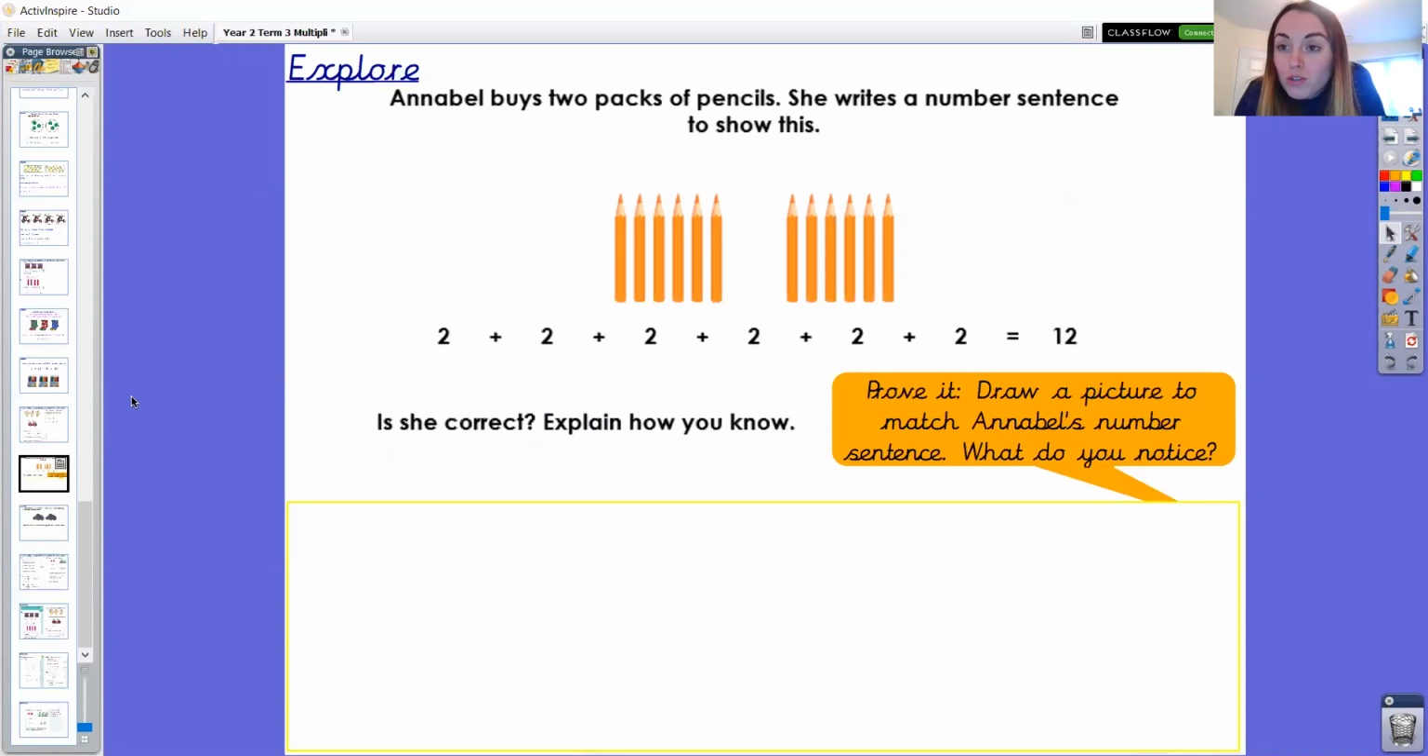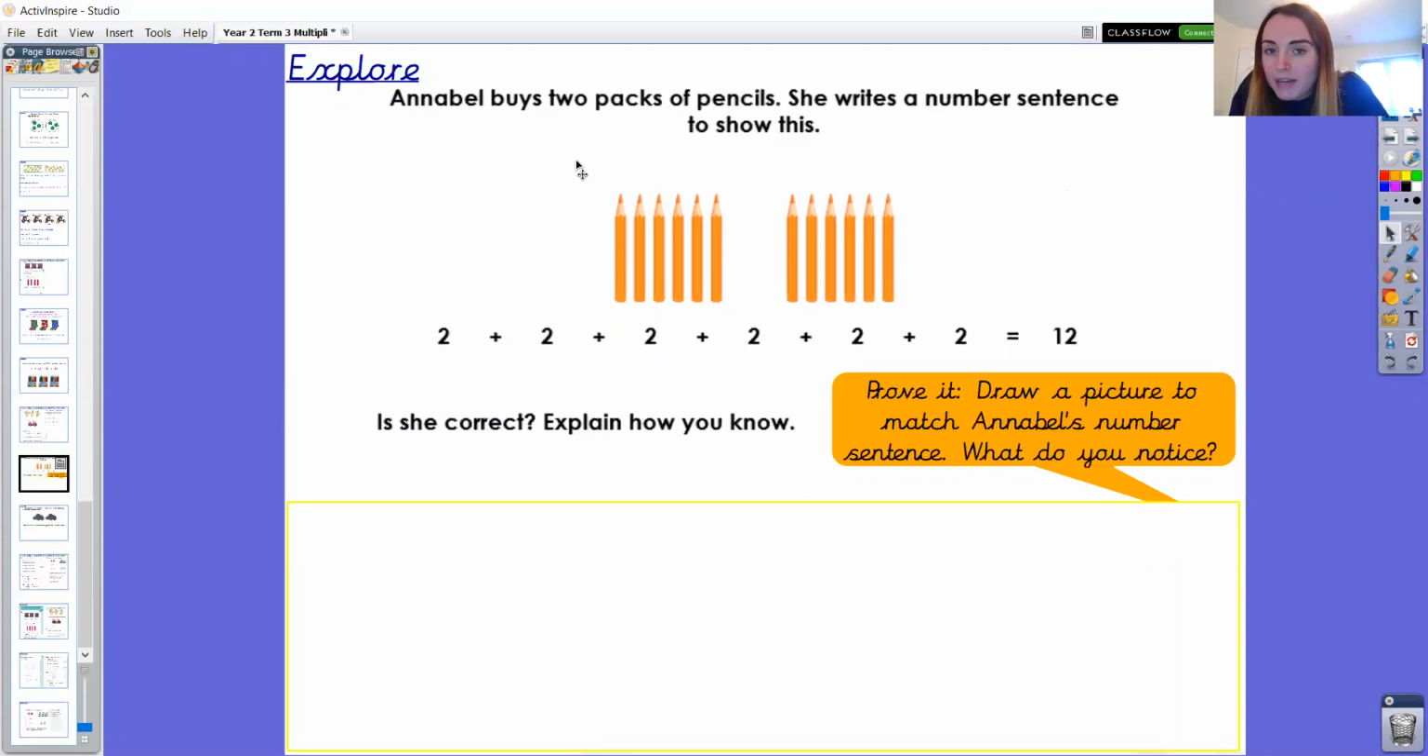I wonder if you can also prove it by drawing a picture to match Annabelle's number sentence. What do you notice about your picture? Please pause the video here and engage in conversation at home or in the classroom. Brilliant. Well done, Year 2. I'm going to share my mathematical thinking with you now. So let's have a look.